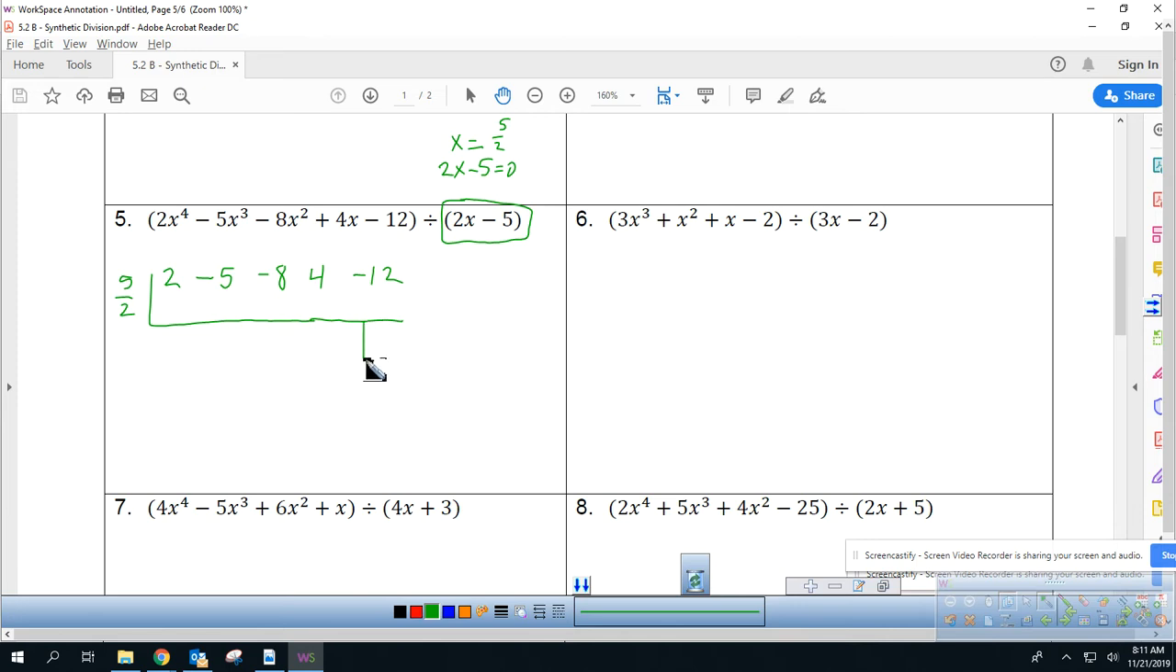Okay, under the constant, we're going to go ahead and put the box. This is where our remainder goes. Keep that in mind. And we're going to bring down the first number 2. So bring this straight down. And then start your synthetic division.